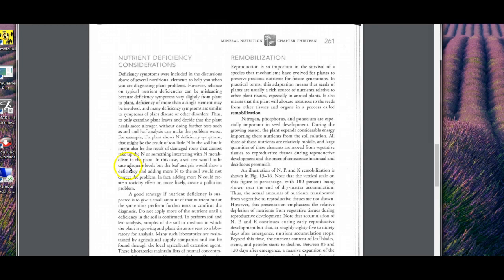So we have to see whether we have adequate levels, but the leaf analysis would show a deficiency, and adding more nitrogen to the soil is not going to correct the problem because it's not taking it up. In fact, if we added more nitrogen, we could create a toxicity effect. If the plant wasn't taking it up and it was sitting in the soil, it could be a potential pollution problem if we had over irrigation or got more moisture than we needed.